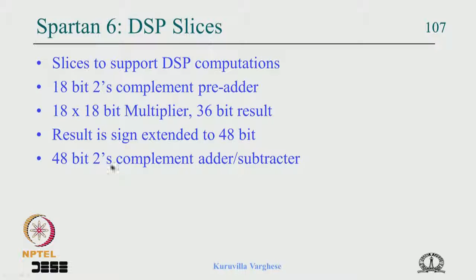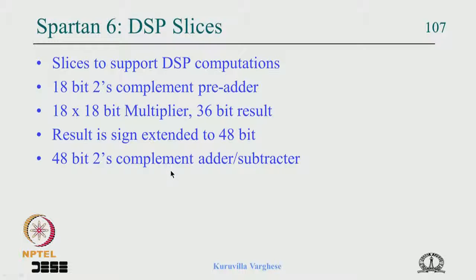It's not that everything needs to be used. You can use this multiplier along with the post adder, or you can cascade the pre adder and post adder, bypassing the multiplier. You can take the multiplier result outside, the 36 bit result. So all kinds of options are available in the DSP slice, which really enables one to implement, say, filtering algorithms, encoders, decoders and so on. All that can be implemented very efficiently in the DSP slices.